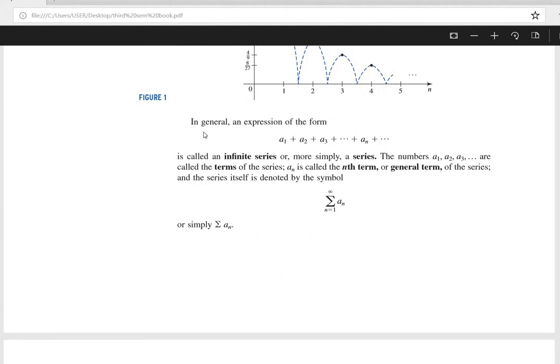A series is, in general, an expression of the form a1 plus a2 plus a3, etc. Here a1, a2, a3, etc. are the terms of the series. The sequence means a1, comma, a2, comma, a3, comma, etc., an, comma, etc. This is a sequence. Here, in the place of each comma, you have to add the terms. That is a1 plus a2 plus a3 plus etc. plus an plus etc. This is called an infinite series.